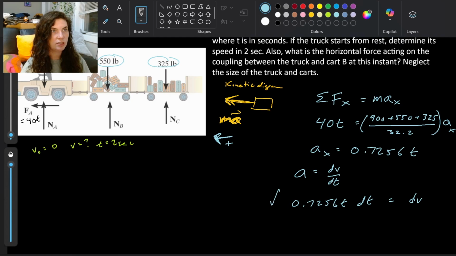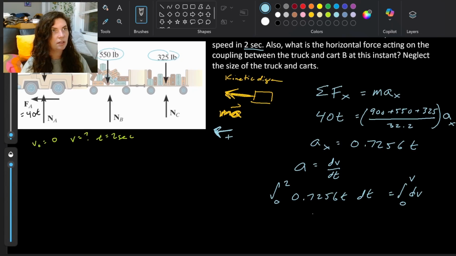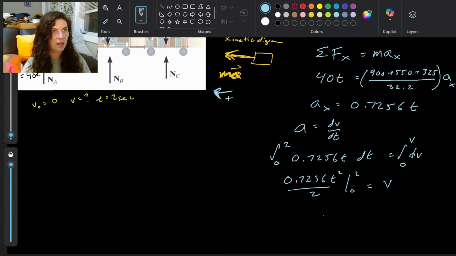I'm going to set up my integration from time 0, and we're trying to find the speed at 2 seconds, so we're going from 0 to 2. And then for my velocity, we start from rest, so that's a 0 velocity, and we don't know what we go to, right? We're trying to find that, so we're just going to integrate to the general v. If I integrate my left side here, 0.7256 t squared over 2, I'm going to evaluate that from 0 to 2, equals v. And then I'll plug this in my calculator, so all I'm doing is substituting in the 2 for t.